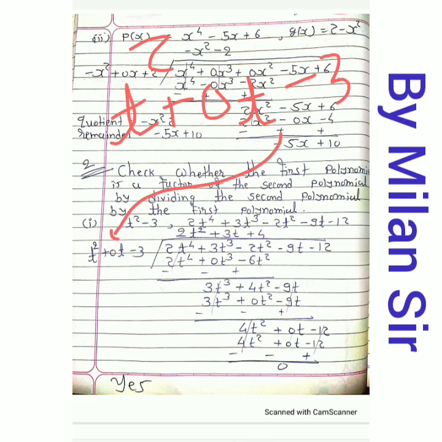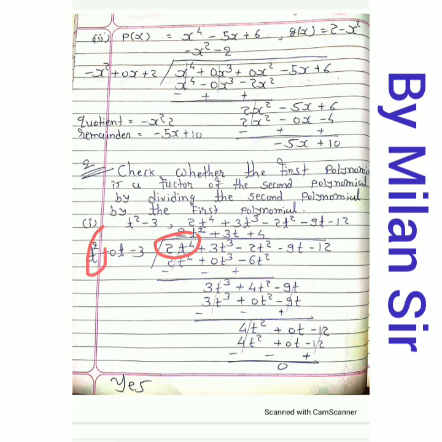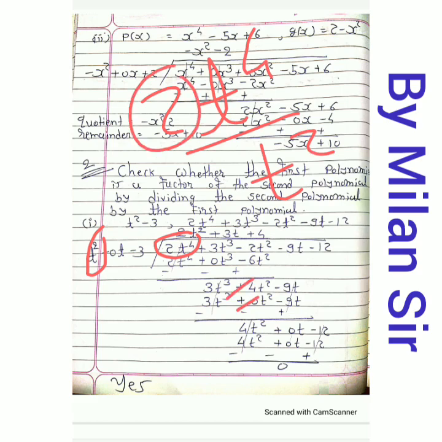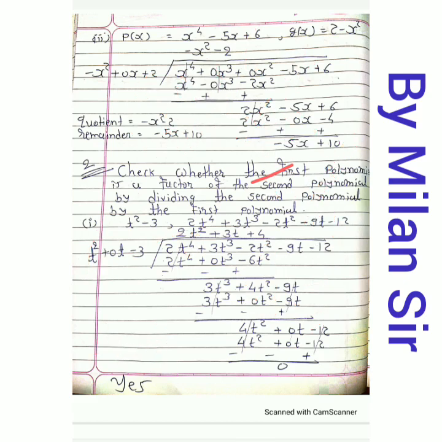Now start the division process. So what is the method? Our first step is to divide the first term by the first term. That means 2 t raised to 4 divided by t raised to 2. Here 2 as it is, the base t is the same, and a division process is there, that's why we subtract the exponents. That means 4 minus 2, it's 2. So our answer is 2t raised to 2.